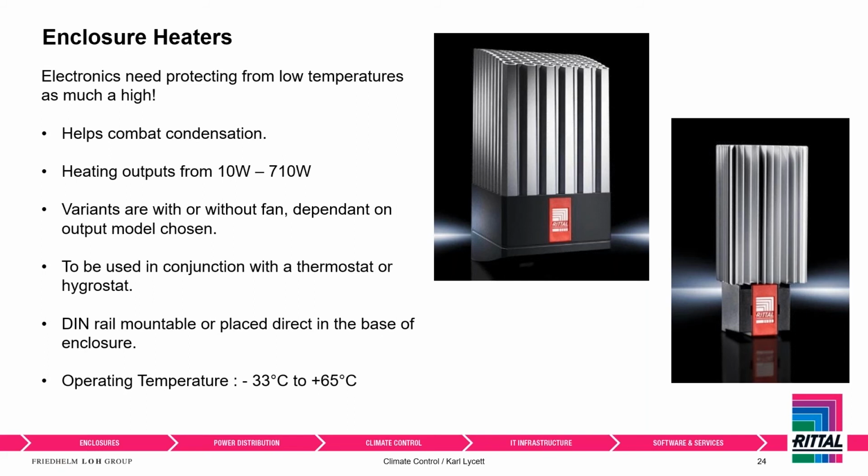These guys are DIN rail mountable, or people like to just place them direct on the base of the enclosure. It's really up to you where you've got space, pick your poison. All I would recommend is obviously give it some clearance to make sure the heat can dissipate inside of the enclosure. And these guys can work in an operating temperature down to -33 and up to +65. So again, they're very robust and they will allow you to protect what we care about, which is your critical equipment.